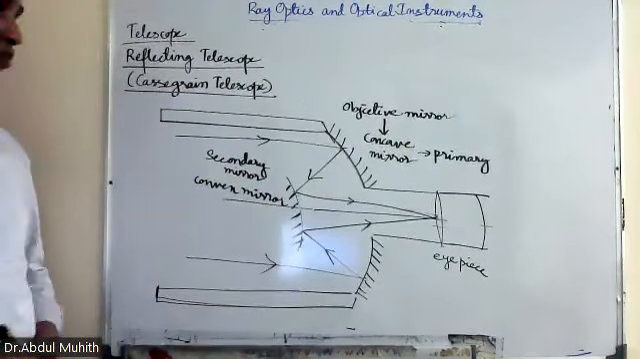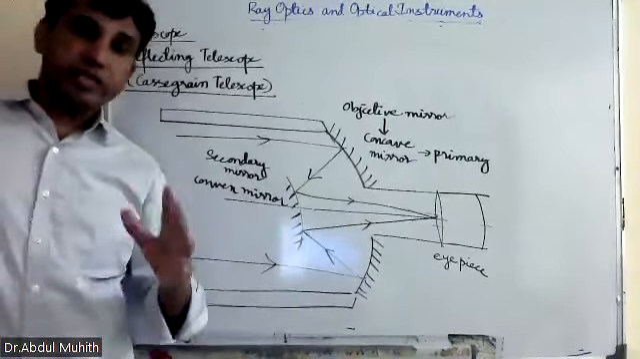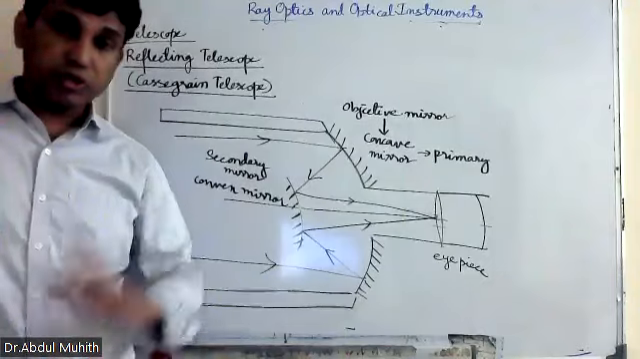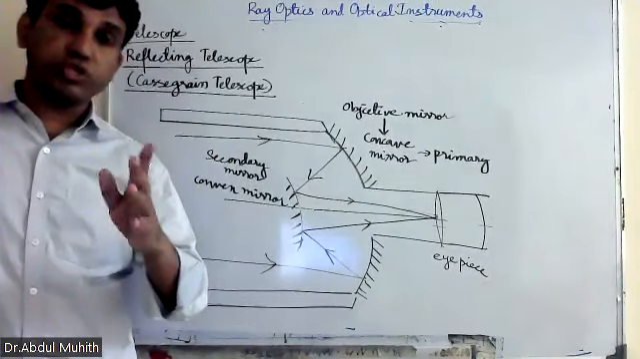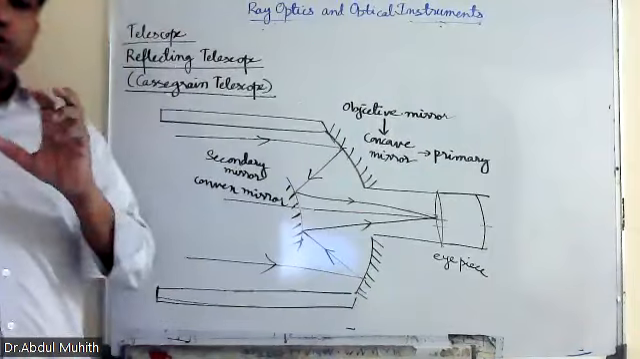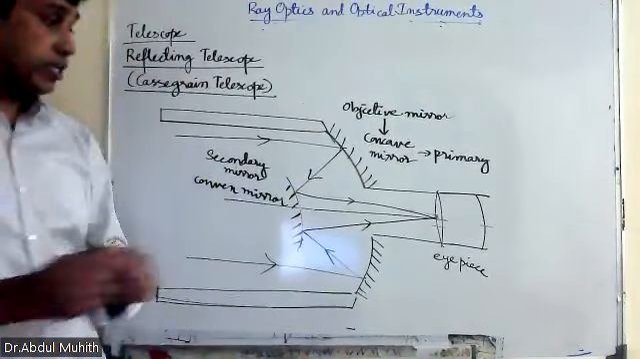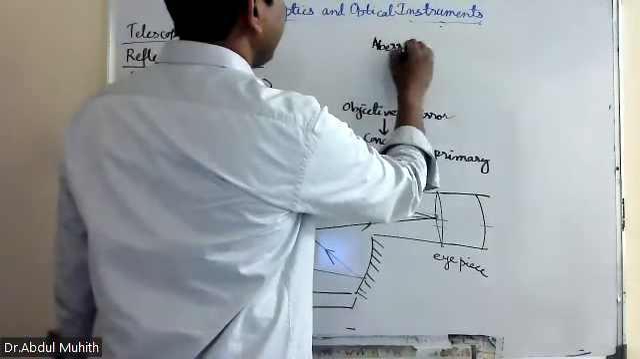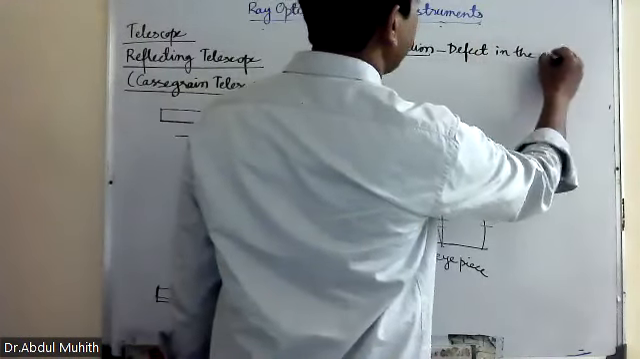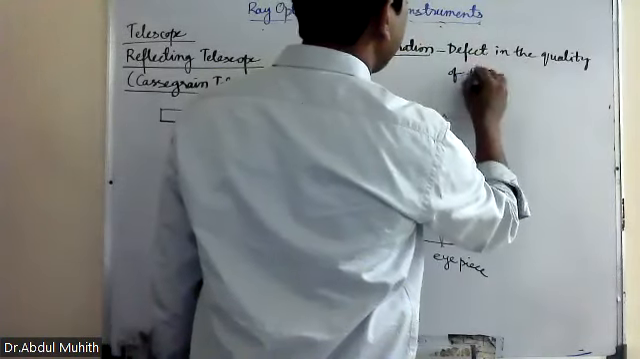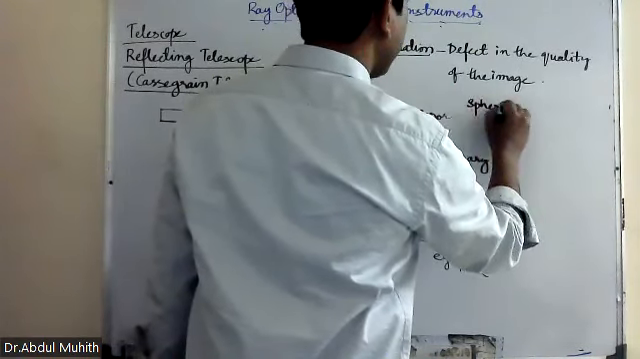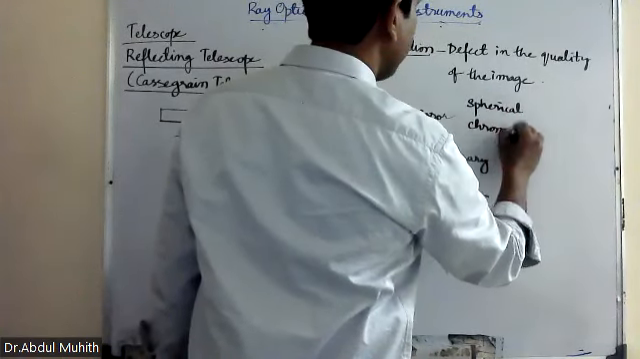See one more thing: we are using only mirrors. What are the advantages of a reflecting telescope over a refracting telescope? This question was asked in the boards. In a reflecting telescope, we use mirrors. In a refracting telescope, we use lenses. So in mirrors, there is no aberration. What is aberration? Aberration means a defect in the quality of the image. We have two types of aberration: monochromatic, or spherical aberration, and chromatic aberration.